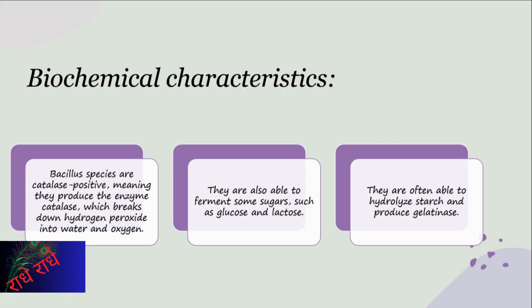Bacillus species are known for their ability to perform a range of biochemical reactions. These include catalase production, glucose and lactose fermentation, starch hydrolysis, and gelatinase production. Catalase production is essential for breaking down hydrogen peroxide into water and oxygen. Within the group, most species can also ferment glucose and lactose, hydrolyze starch, and produce gelatinase, distinguishing them from other bacteria.